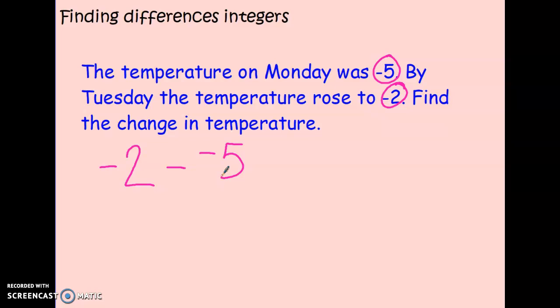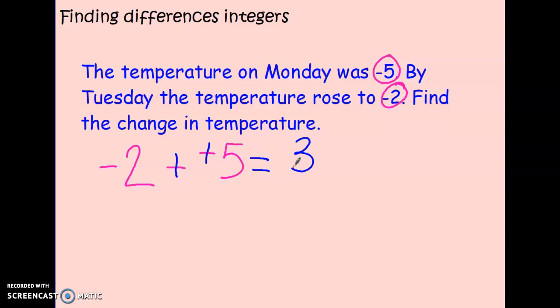Okay? Remember, we always have to change subtraction problems to adding the opposites. So I've got -2 plus +5. Our addition rules say if I have opposite signs, I subtract. So I get 3, and I keep the sign of the one that's larger. So this one is positive.